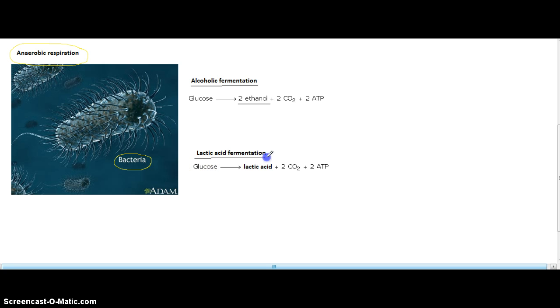Then we have lactic acid fermentation. Lactic acid fermentation is what you do, I do, bears, whatever, when our cells don't have enough oxygen to produce the ATP that is needed. So that's in strenuous exercise.